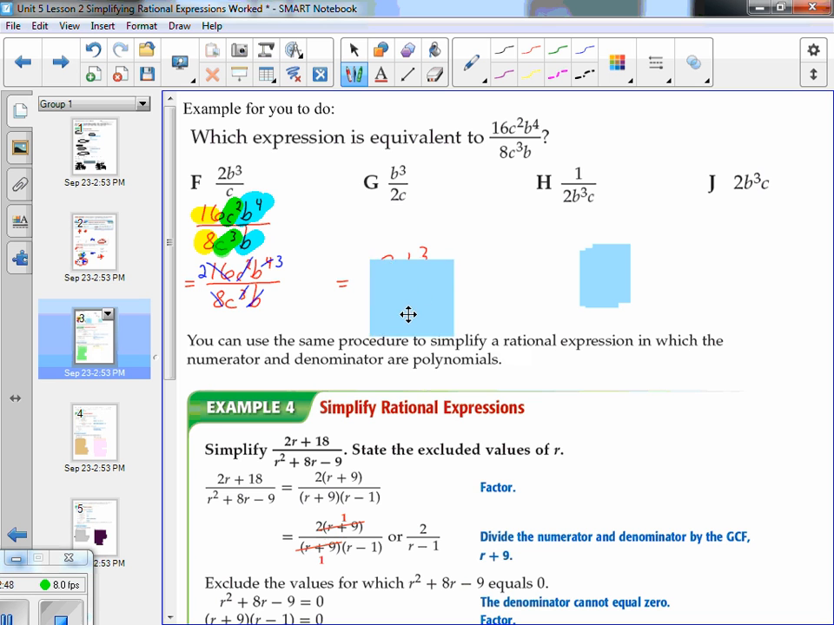So I've got a 2 in the top, and I've got a b cubed in the top, and I've got a c in the bottom. So 2b cubed over c is our answer, so we would choose F. Okay?